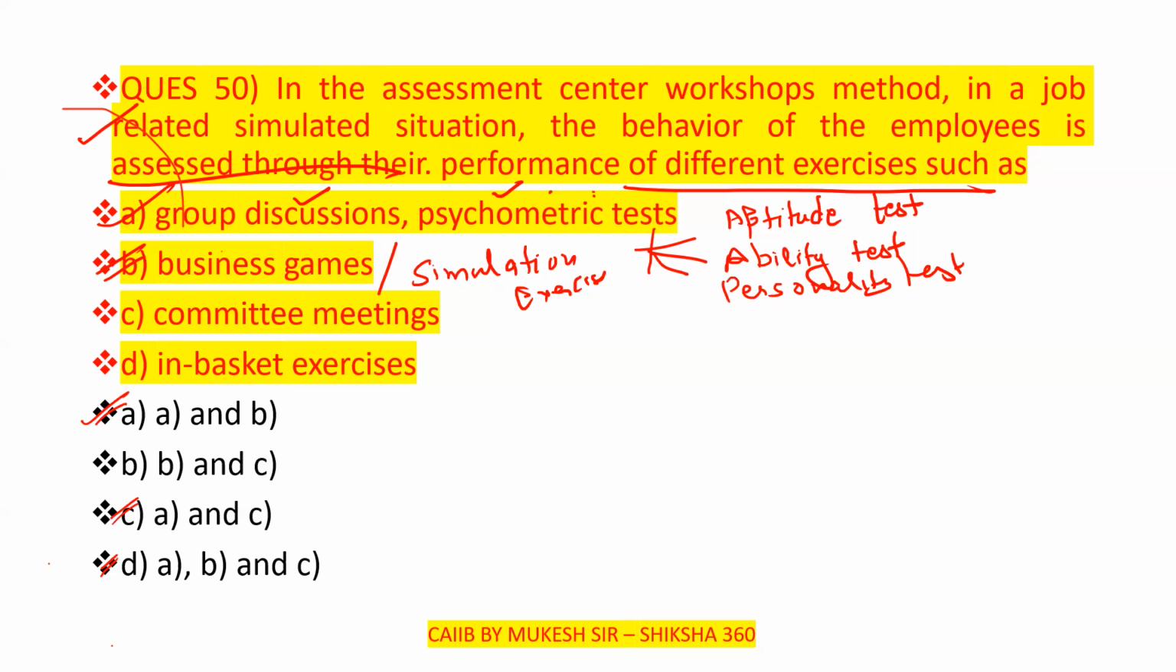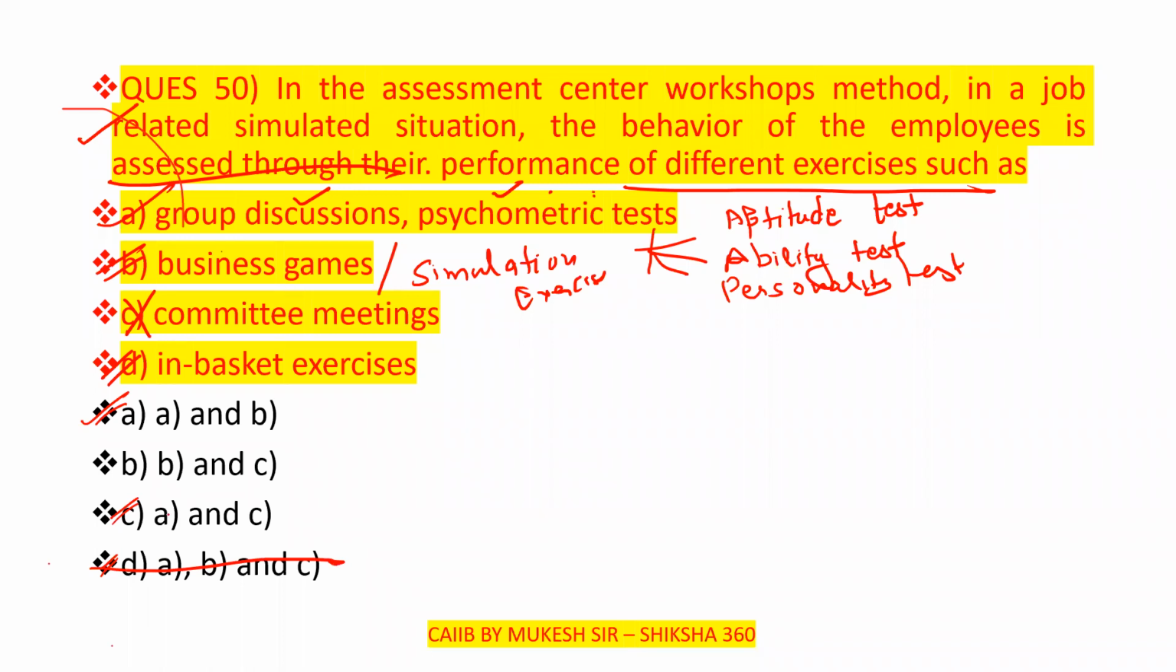Clear till now? In basket exercises. So this one is to be wrong here. In basket exercises also comes here. So either our answer is A and B or A, B and D. But here A, B and D is not any option.